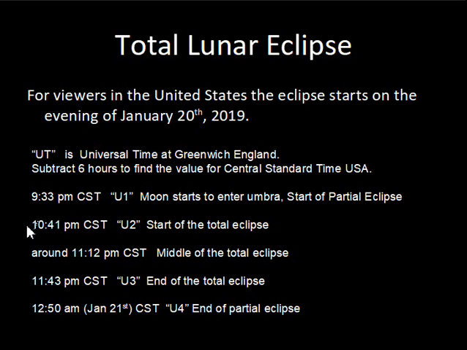10:41, we get the start of the total eclipse. 11:12 p.m. Central Time, the moon is most fully inside the Earth's umbra, the Earth's dark shadow, and that's when we'll have the dimmest total lunar eclipse moon. 11:43, the total eclipse is finished, and we have partial eclipse now until 12:50 a.m. on the 21st, and the moon has exited the Earth's umbra. So there we have our timings converted into Central Standard Time.